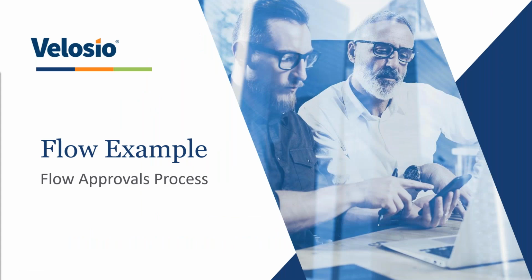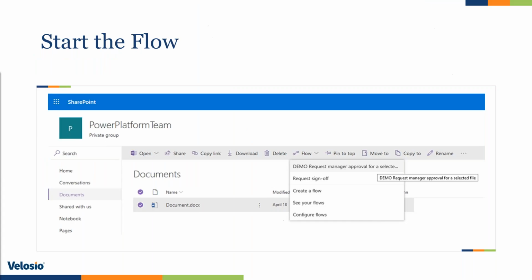Okay, so I want to show a flow example, and for this I've chosen to do an approvals process because I think that the approval is really quite cool and it's very easy to set up. So I'm going to walk through this process and just to set the backdrop for you, the scenario we're working with is that a resource needs to get a document approved by their manager. Okay, so a Word document approved by their manager.